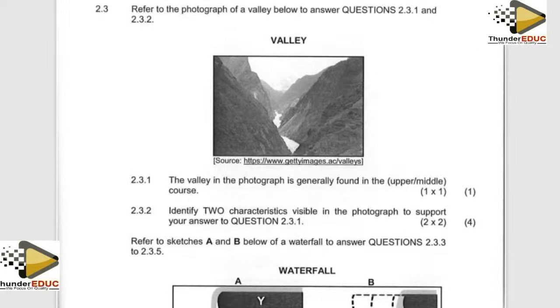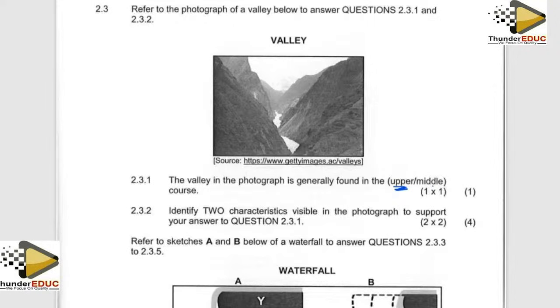When you see this photograph, you will find out that it is a very sharp valley. Here is a narrow valley. Here, it's a V, and so on. The interlocking spurs are there. The first question is: the valley in the photo is generally found in which stage? Obviously, it's the upper course. It can't be middle because this is a narrow valley, a V-shaped valley. You can see a V formed there.